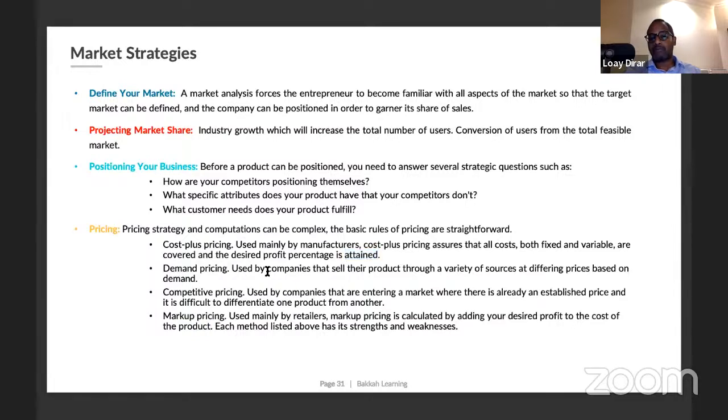Demand pricing is used by companies that sell their products through different channels or sources at differing prices based on demand. And competitive pricing is used by companies that are entering a market. So as I mentioned earlier, are you going to start with a low price or with a high price? It is used by companies entering a market where there is already an established price and it's difficult to differentiate one product from another.